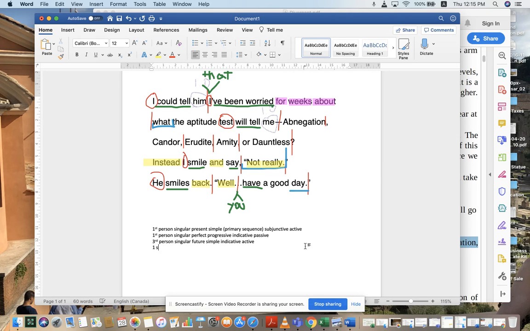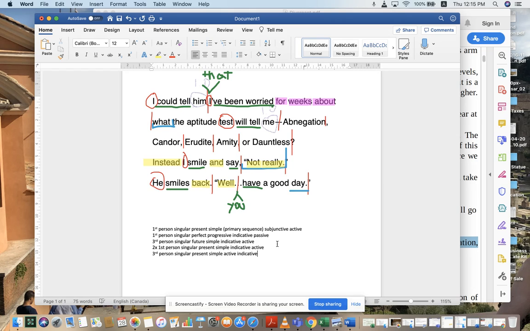"I smile" is first person singular. Present, it's simple, it's indicative, and it's active. Okay, and it's 2 times that because we have "say" right after it. And then we have "he smiles," which is third person singular present simple active indicative.